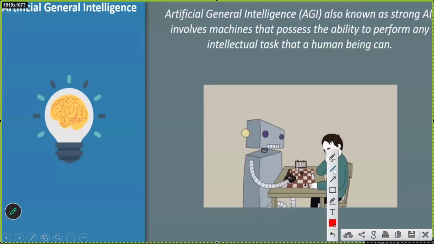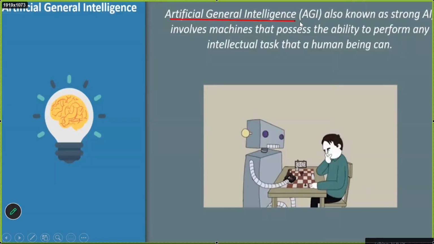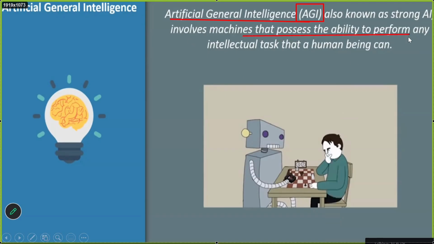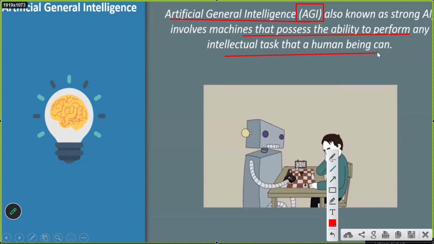Artificial general intelligence is also called AGI. So now actually we are in the era of AGI, artificial general intelligence. We are not in the era of AI, we are in the era of artificial general intelligence. It is also known as strong AI. What it does is, the machines possess the ability to perform any intellectual task a human being can. So the AI can perform any intellectual task a human being can.